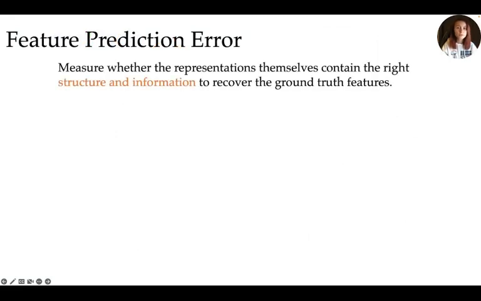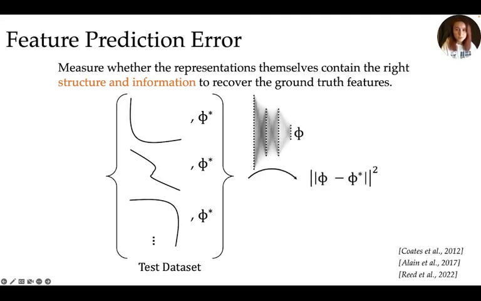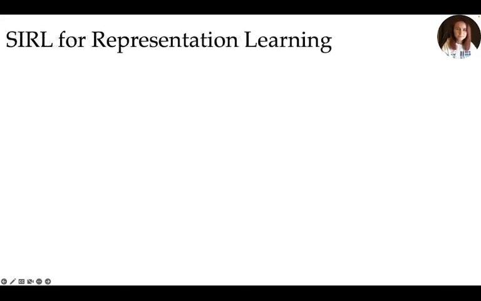And we look at two quantitative metrics. First, we wanted to measure whether the embeddings themselves contain the necessary information to recover the ground truth features in each environment. And prior work actually argues that good representations are linearly separable. So what we did is we froze each trained embedding and took a held-out test set of trajectories labeled with their ground truth feature value phi star, and computed the mean squared error between the predicted feature values with a linear layer on top of the representation and the ground truth feature values. And we call this the feature prediction error.